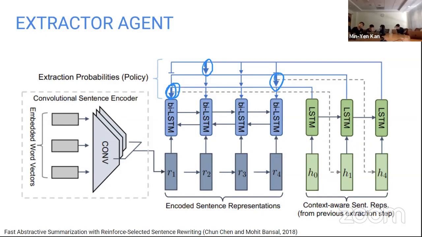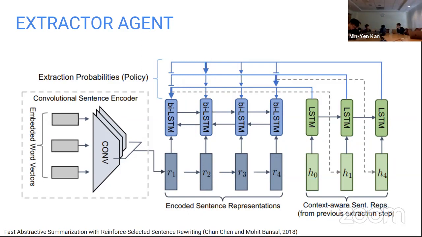Also, the blue arrow is actually attention itself. It's basically saying which one was most attended to, so that was the sentence that was picked for the summary. So this summary reads H0, which is the first sentence, R1. Then the next sentence that was picked was H1. Okay, H0 was not this sentence, sorry.